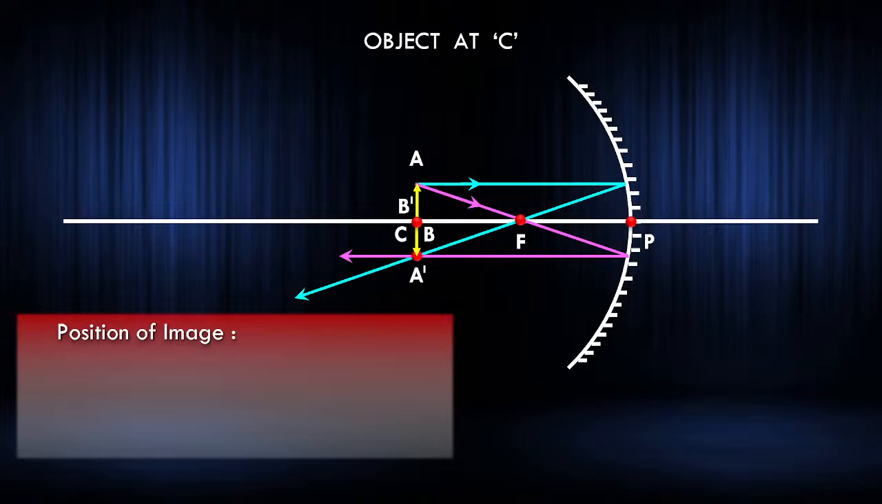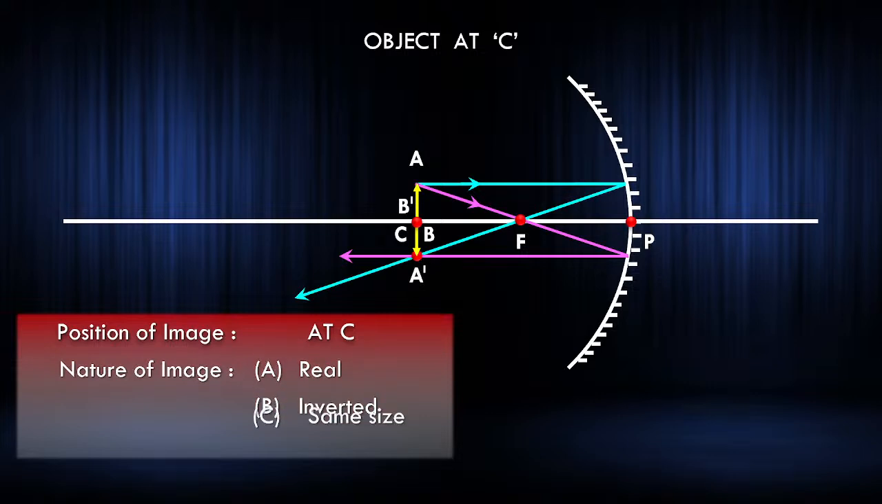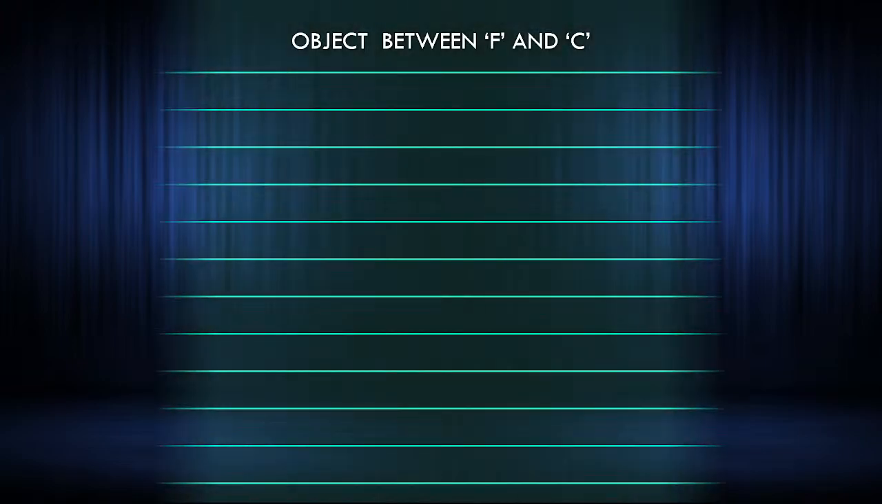So what is your observation? The image is formed at what point here? At C. Nature of image? Real. But it is inverted. Do you understand? And what about the size? Same size. Second observation over. Third observation. Between F and C.